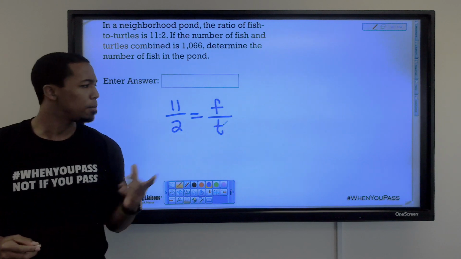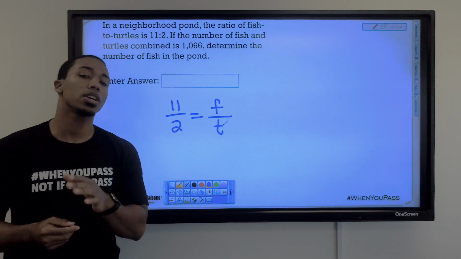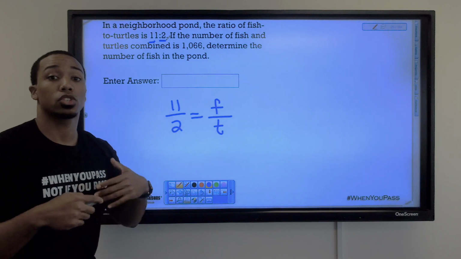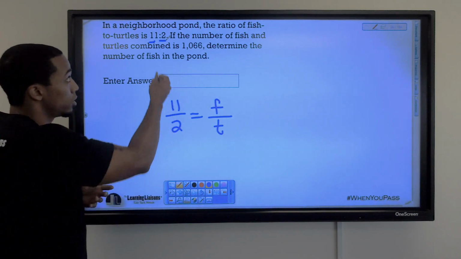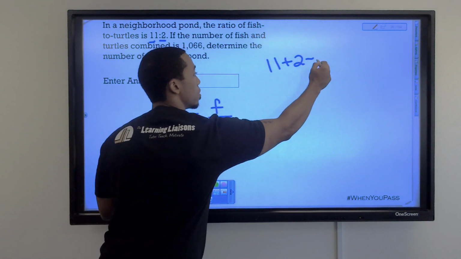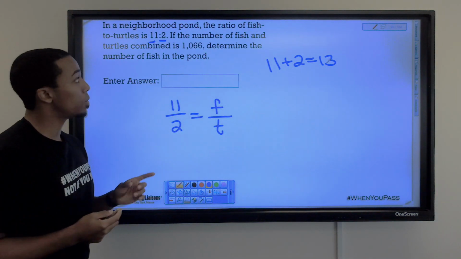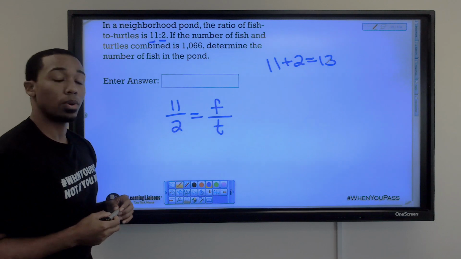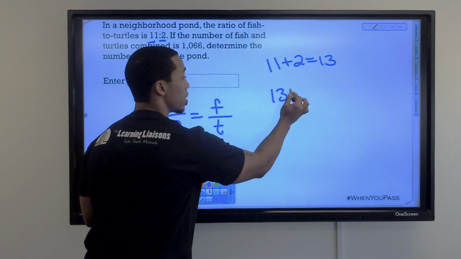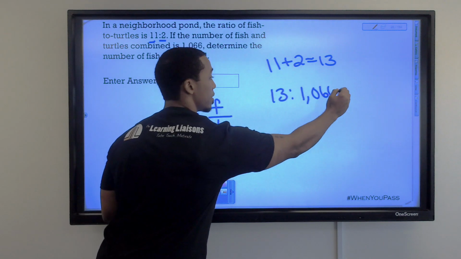That's a problem, right? Because we have two variables here. There's no way we'd be able to solve for this. But here's a little trick. If the ratio is 11 to 2, that means the total number of parts we're dealing with is 13: 11 plus 2, fish and turtles. The total ratio is 13. Now, the total is 1,066, so we can compare this 13, the total ratio, to the total critters here.